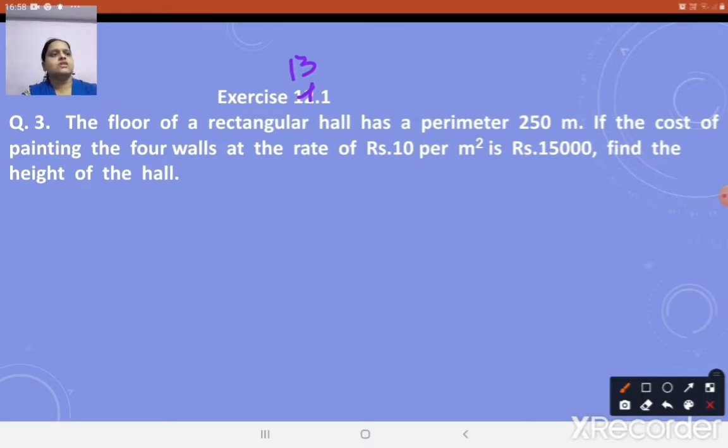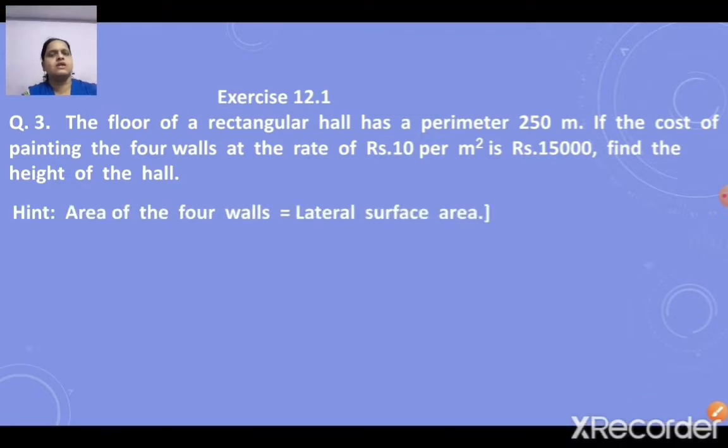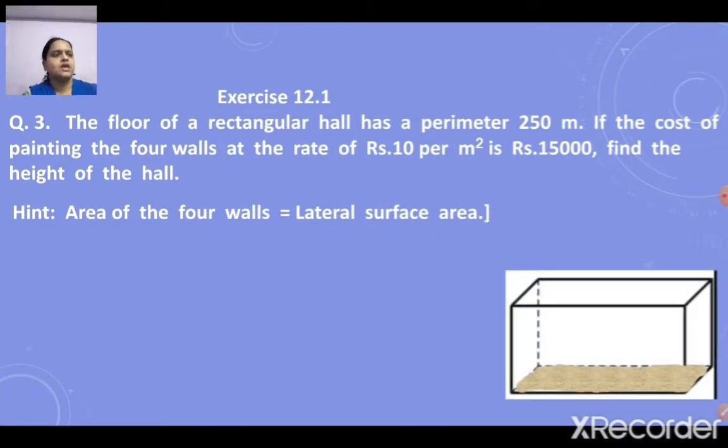Okay, so what is given? Let us see the figure and a hint. The hint is given: area of four walls. The area of four walls is nothing but lateral surface area. Can you see the figure over here? What we want to find here is the lateral surface area, that is the area of four walls, not including the top.